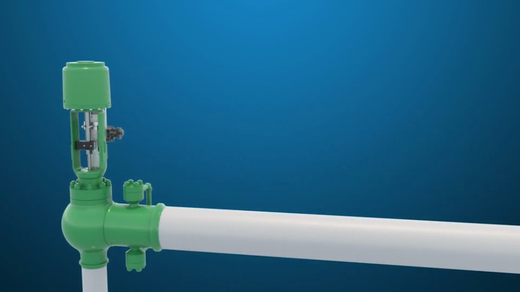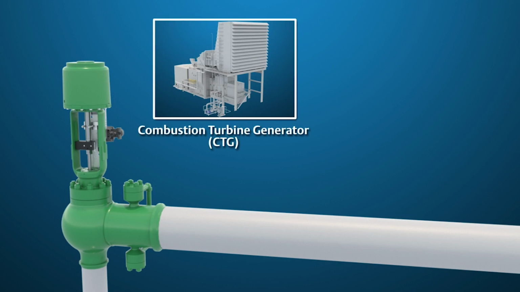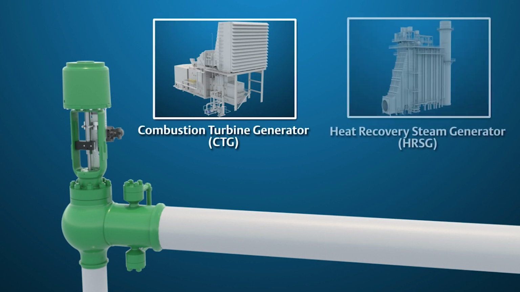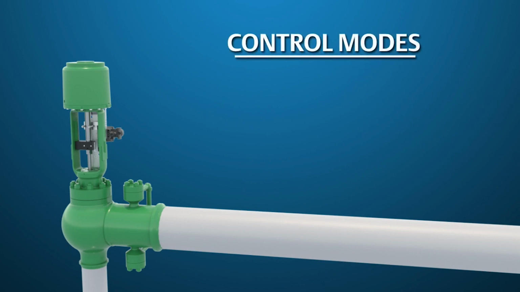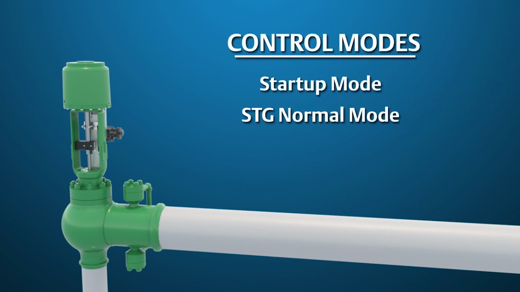The high-pressure bypass valve has 3 different control modes depending on the status of the combustion turbine generator, or CTG, the heat recovery steam generator, or HRSG, and the steam turbine generator, or STG. Those are startup mode, STG normal mode, and STG trip mode.